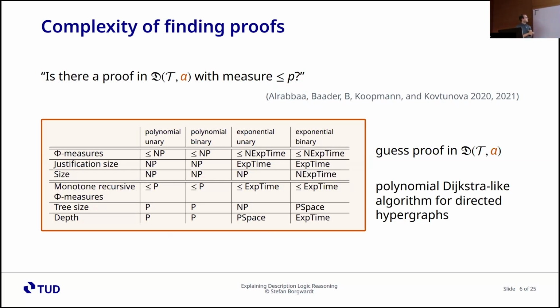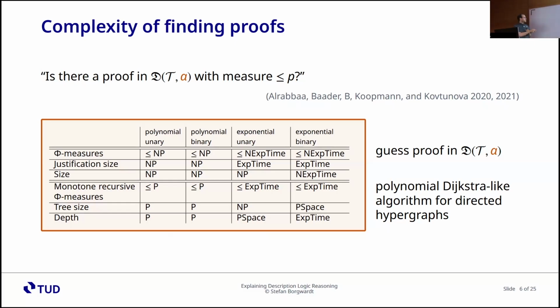In general, for these phi measures, we could have some generic upper bounds by basically just saying, okay, you can just guess a proof in the derivation structure, and then depending on whether the size of the derivation structure is polynomial, like in EL, or exponential, like in other, more expressive logics, you get an NP or NExpTime upper bound. And here there's also a distinction of unary and binary encoding of this number p that sometimes makes a difference.